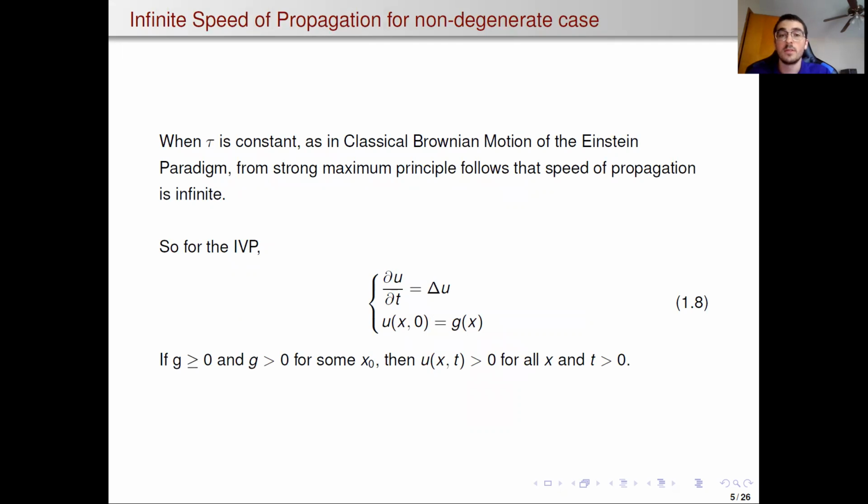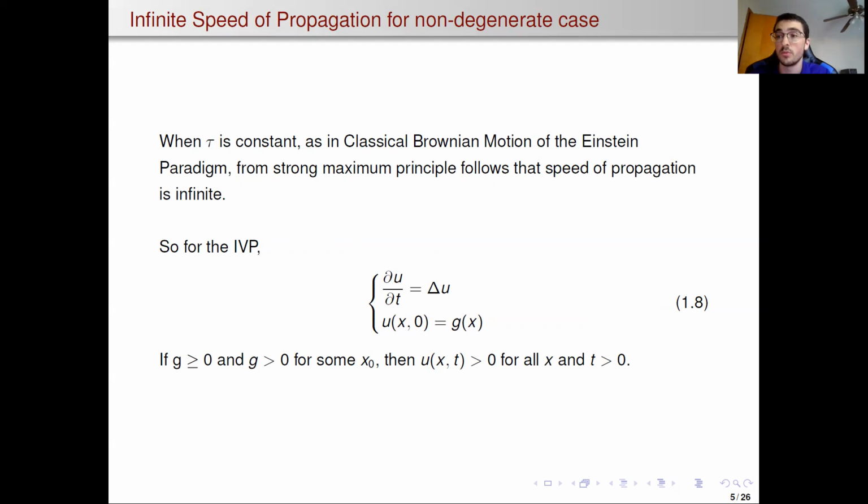So in the non-degenerate or classical case of Brownian motion, when tau is constant, the strong maximum principle implies that the speed of propagation is infinite. So for our IVP 1.8, if g is greater than or equal to 0, and g is greater than 0 for some x naught, then u(x,t) is greater than 0 for all x and t greater than 0.